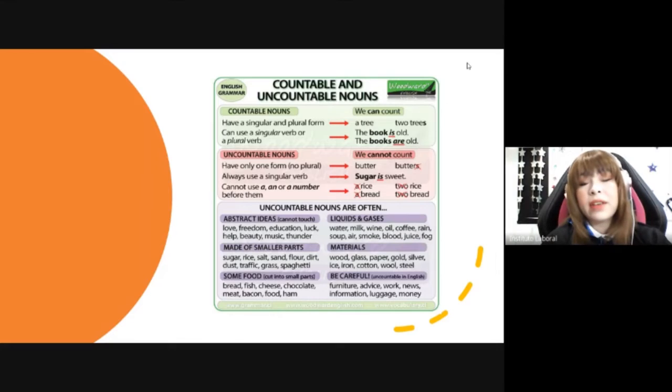Materials. We have a series of materials that are also uncountable. Wood, yes, wood, glass, paper.